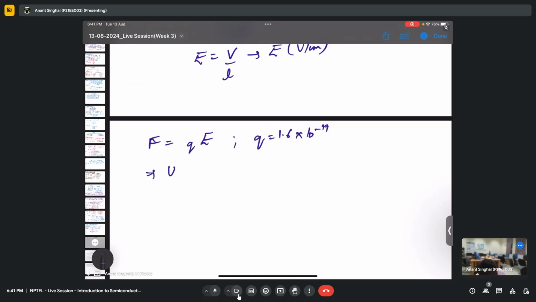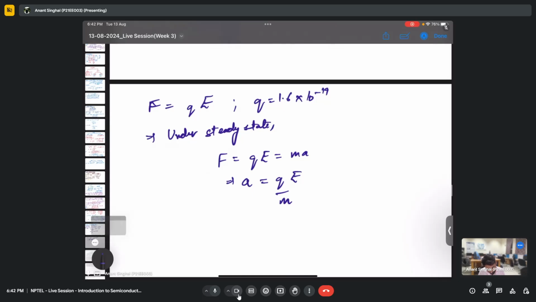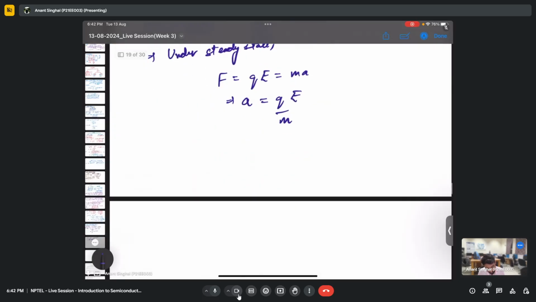So we know that under steady state, force is nothing but QE, which equals mass into acceleration, from which we will get the acceleration as QE by M. Is there any doubt till here? This is very basic.